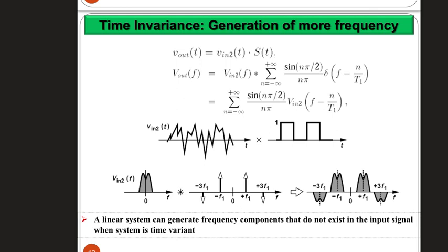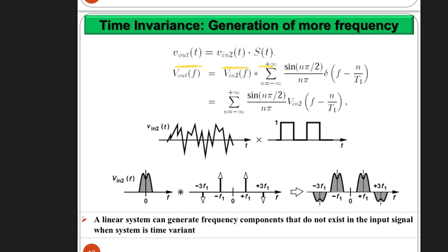Imagine that you have a system represented by S of t, and the output from that system is equal to the input multiplied by the response of the system, not the impulse response, and not convolution. Or imagine that these are two signals, for example. Now, if S of t is a periodic signal, and the other one has a frequency response that looks like this, band limited around zero, and the other one is some periodic pulse, okay?